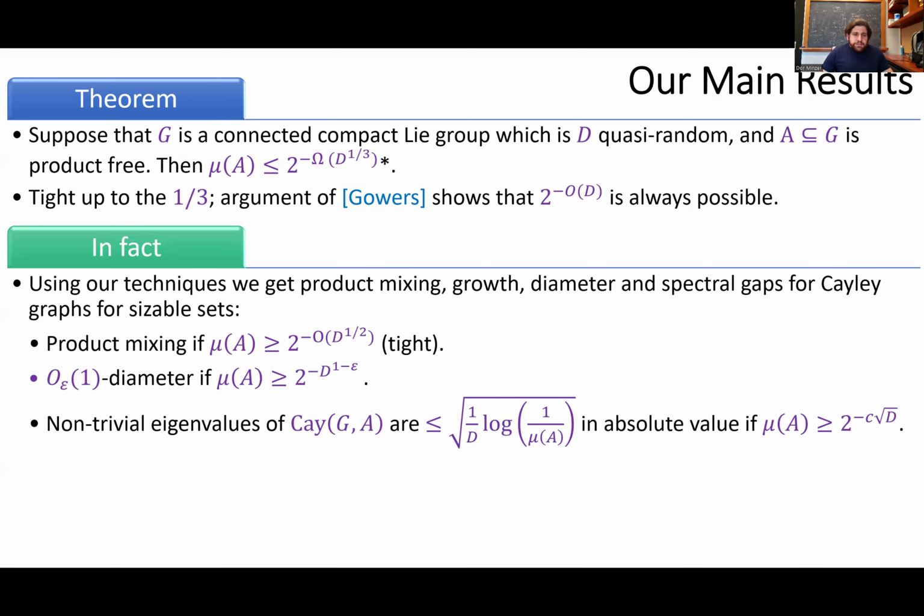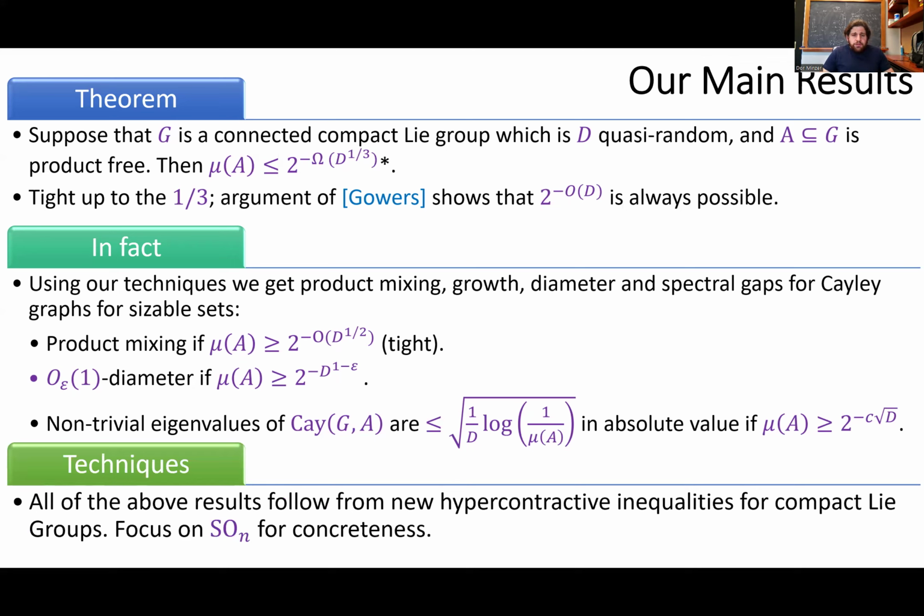So I'm not going to read all of these results. What I'm trying to say here is that we not only talk about product-free sets, but we also talk about these more refined notions of product mixing, expansion, diameter, and so on. And we can even give interesting eigenvalue bounds on Cayley graphs of non-trivial sets in the group G. So you can look at the parameters that are here, but basically the moral is that as long as your set is not abysmally small, it's going to be product mixing, it's going to have constant diameter, and so on and so forth.